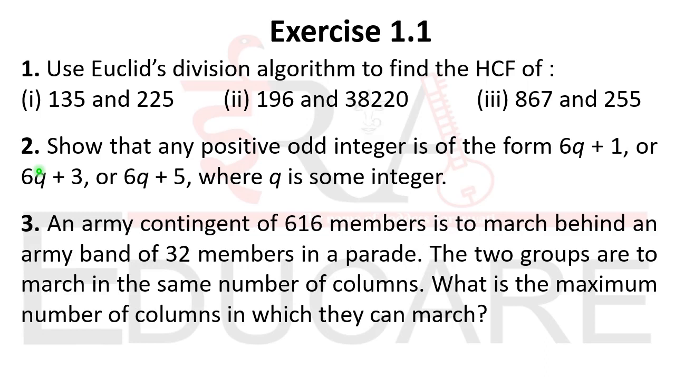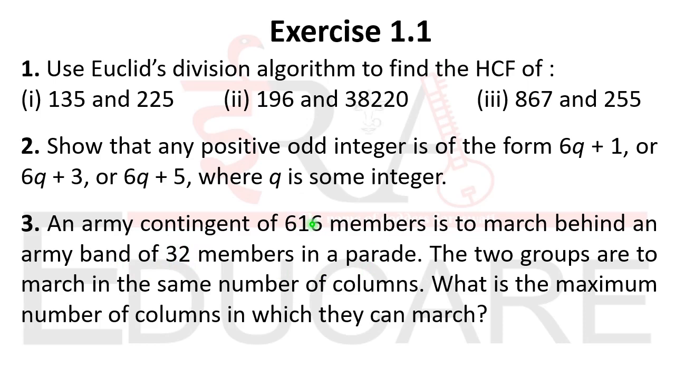An army contingent of 616 members is to march behind an army band of 32 members in a parade. The two groups are to march in the same number of columns. What is the maximum number of columns in which they can march? So there are army bands with 32 members in the parade, and behind them 616 members are there. So we have to find the number of columns.